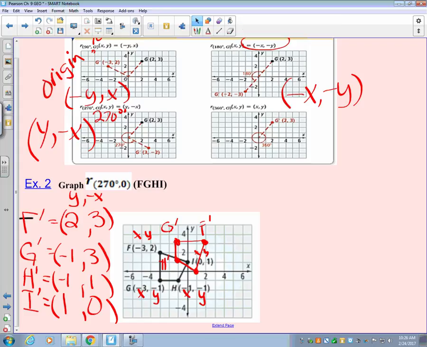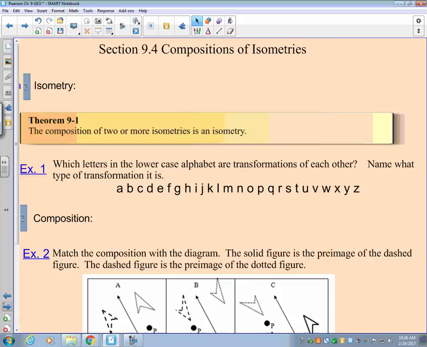Any questions about rotating? Using the formula, finding the image. And just like that, we're now on 9-3. Okay, so for 9-3, we're not doing bookwork. We are doing the worksheet. Yes, please get into your groups.